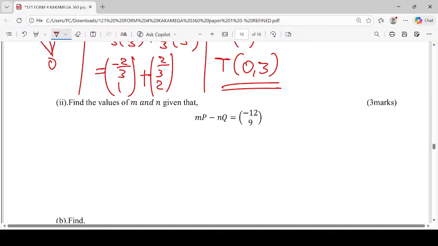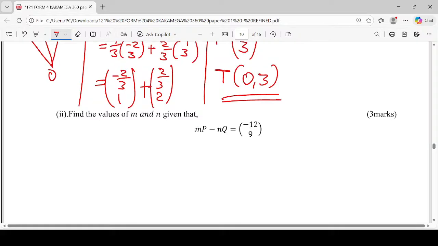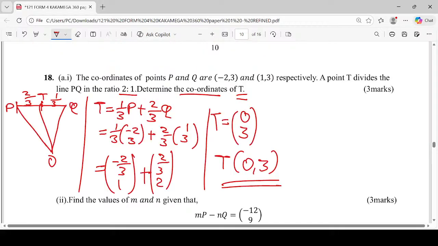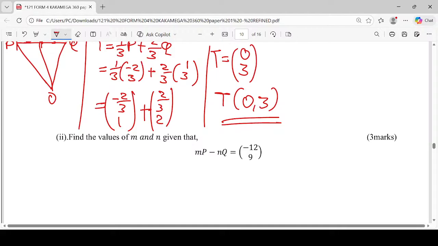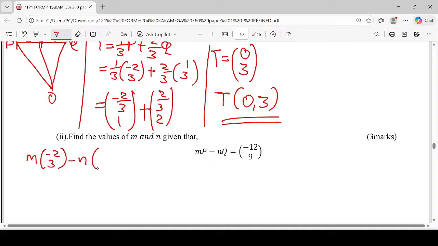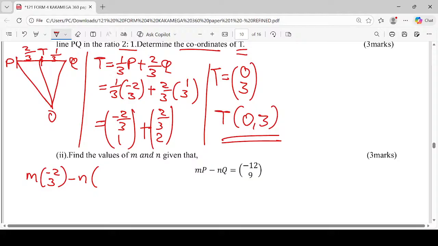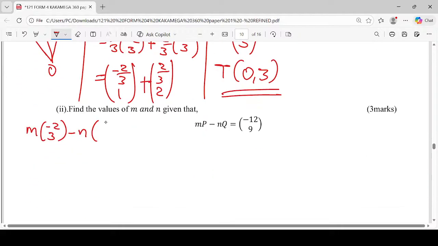Roman 2, find the values of M and N, given that MP minus NQ is equal to negative 12, 9. So MP, remember our P is negative 2, 3. So M into negative 2, 3 minus N into Q. Q is 1, 3. This should be equivalent to negative 12, 9.